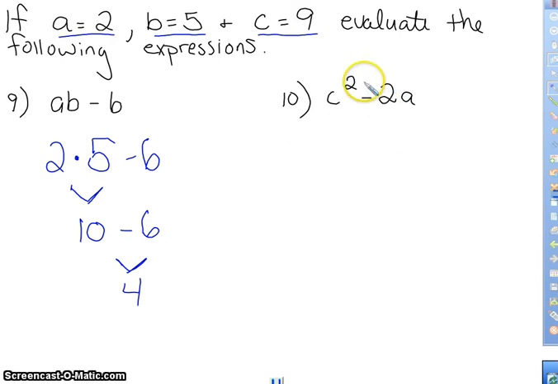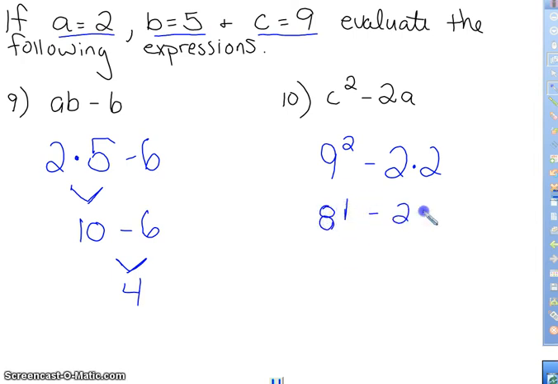Okay, same thing I would do over here. So I have C squared, which is 9 squared, minus 2 times 2. My exponent comes first. I get 81 minus 2 times 2. Multiplication before subtraction, so 2 times 2 is 4. 81 minus 4 is going to be 77. And there's my solution.